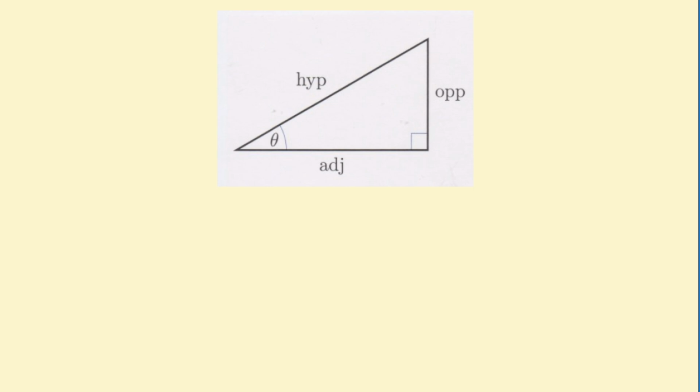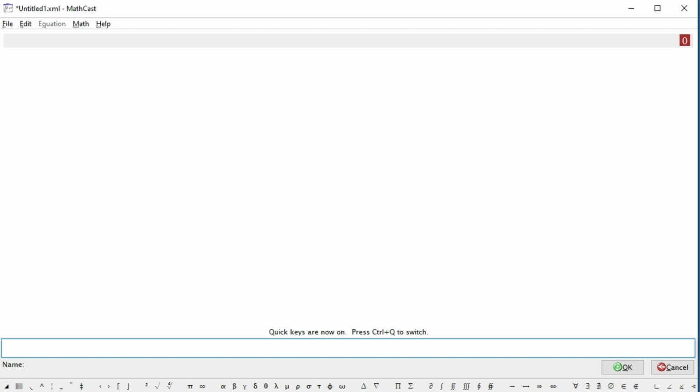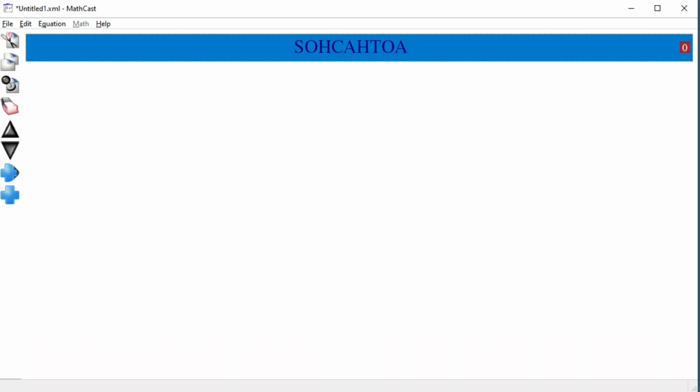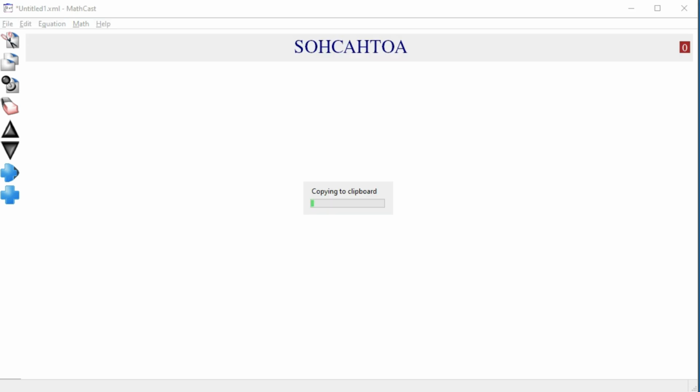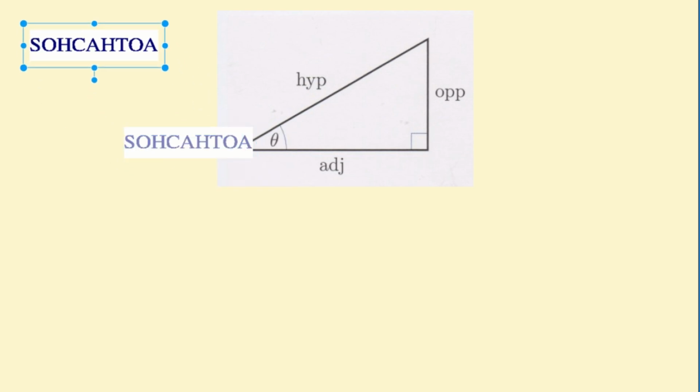So let's pull up MathCast. We'll go to the edit screen and we're now going to enter SOHCAHTOA. Now that is the abbreviation to remember how the sine, cosine, tangent goes. But it's italicized, so we're going to put it into speech quotation marks, therefore we get it as a nice italicized version, and we're going to paste it into the document and move it around.